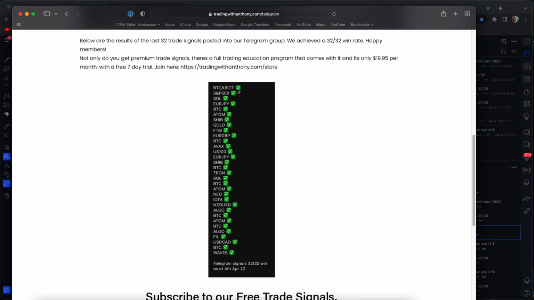You can see here, most of these are cryptocurrency trades, signals that I've sent in. I'm going to be working a little bit more with Forex. I'm wanting to balance it out so we get a mix of Forex and crypto trade signals into the Telegram group.